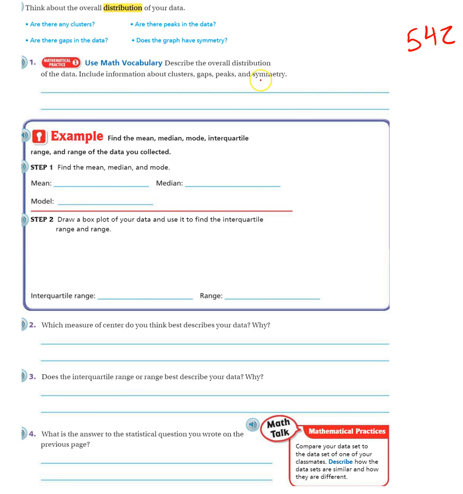Okay, describe the overall distribution of the data. Include information about clusters, gaps, peaks, and symmetry. So we're looking at the data before, so you have your own data. Are there any clusters? There's a cluster on mine between 1, 2, and 3.